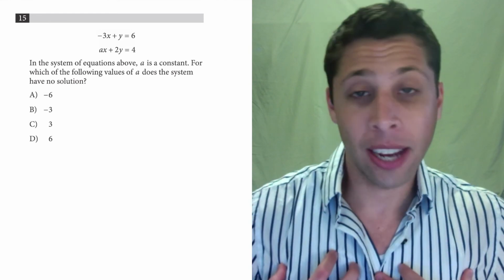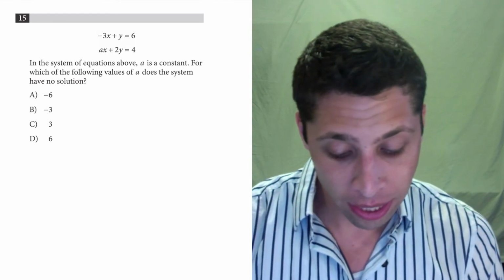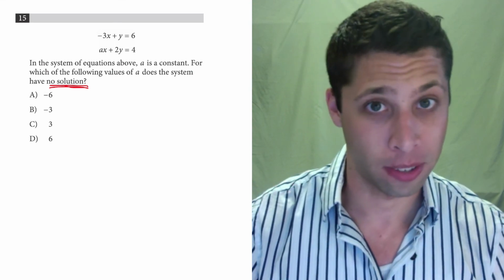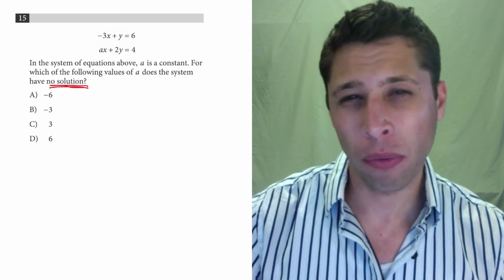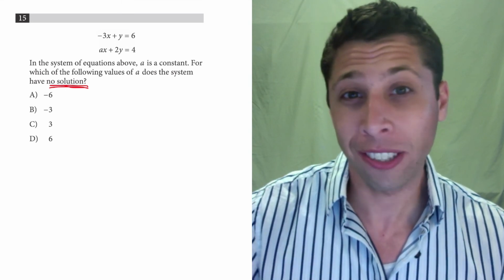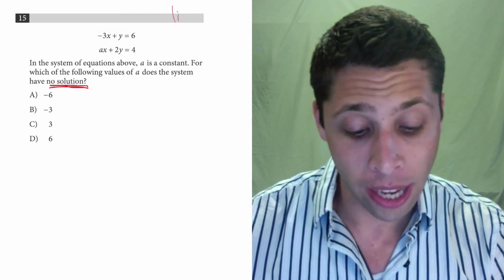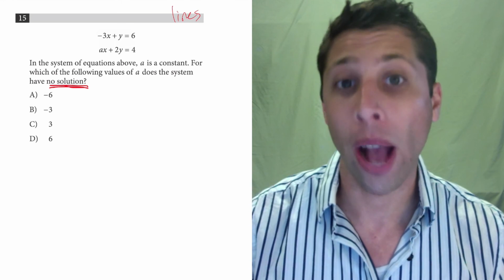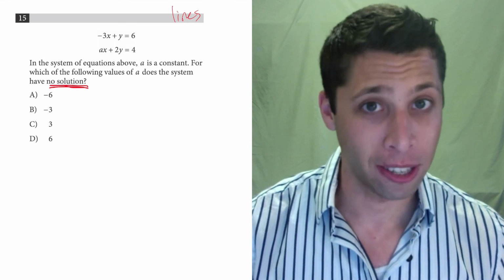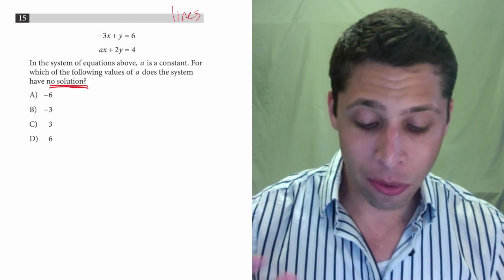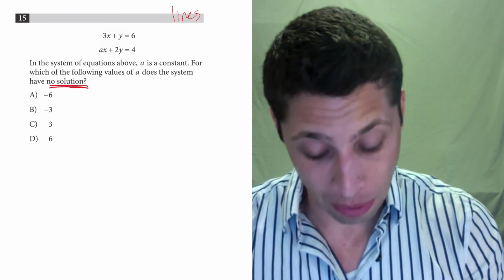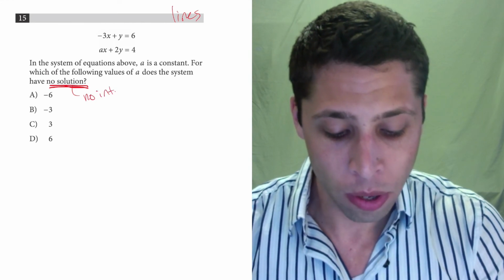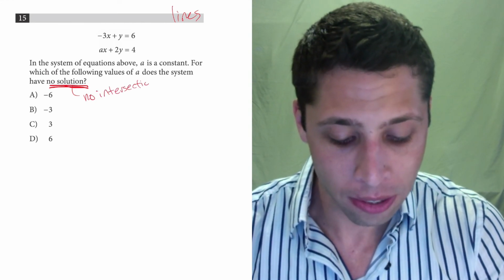So what I recognize immediately from this question is they're telling us that there's no solution between these two equations in this system. I might also try to ask myself, well, what does it mean? What are these equations? Well, I know that they're lines because we have two variables, x and y, and we have no exponents. That's a really good sign that we're dealing with lines. And what does no solutions mean? Well, a solution, remember, when we're talking about graphs, is an intersection. So these do not intersect.